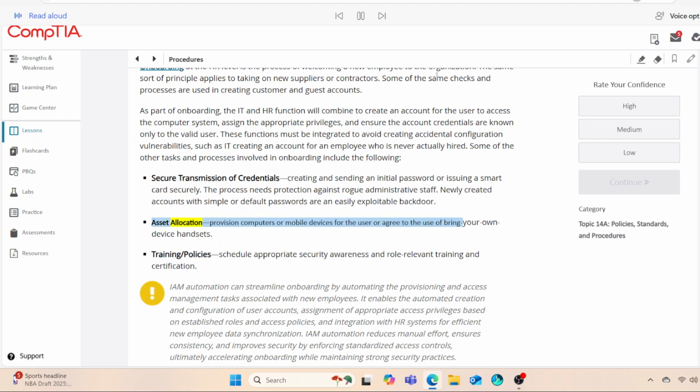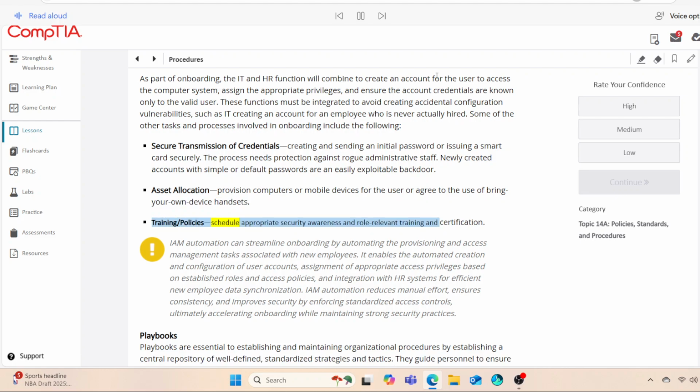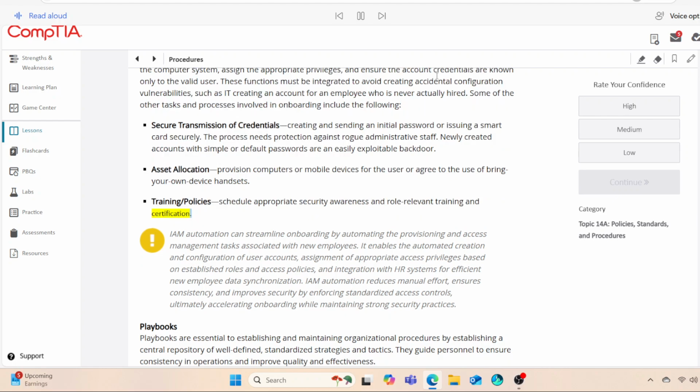Asset allocation. Provision computers or mobile devices for the user or agree to the use of bring your own device handsets. Training/policies. Schedule appropriate security awareness and role-relevant training and certification.